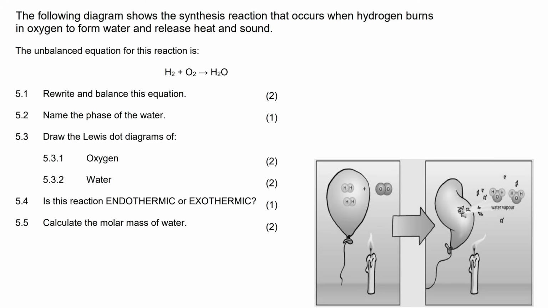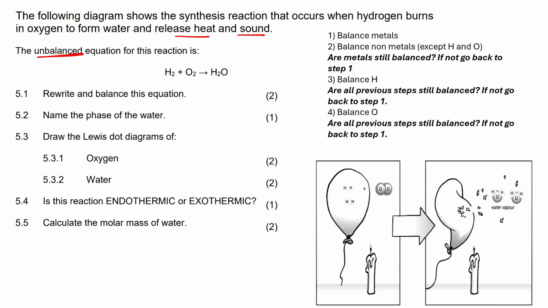Okay. The following diagram shows the synthesis reaction that occurs when hydrogen burns in oxygen to form water, and it also releases heat and sound. The unbalanced equation is given below. Balance the equation. Okay, so remember, I've got steps that I've given you guys for how to balance equations. So if you've watched my video on balancing, well, these are the steps that I like to use to balance an equation. So step 1, we balance all the metals.